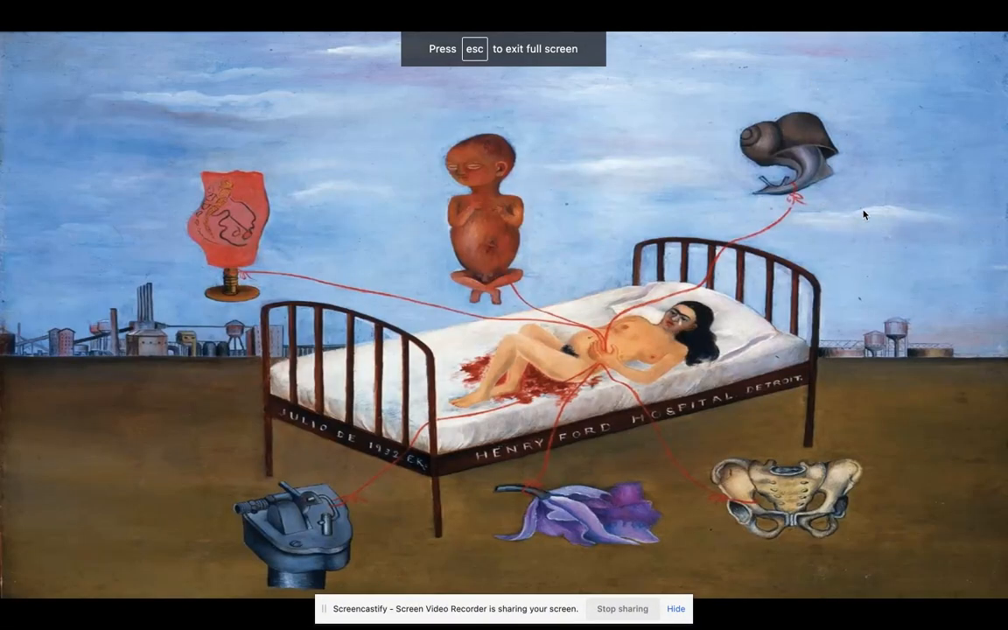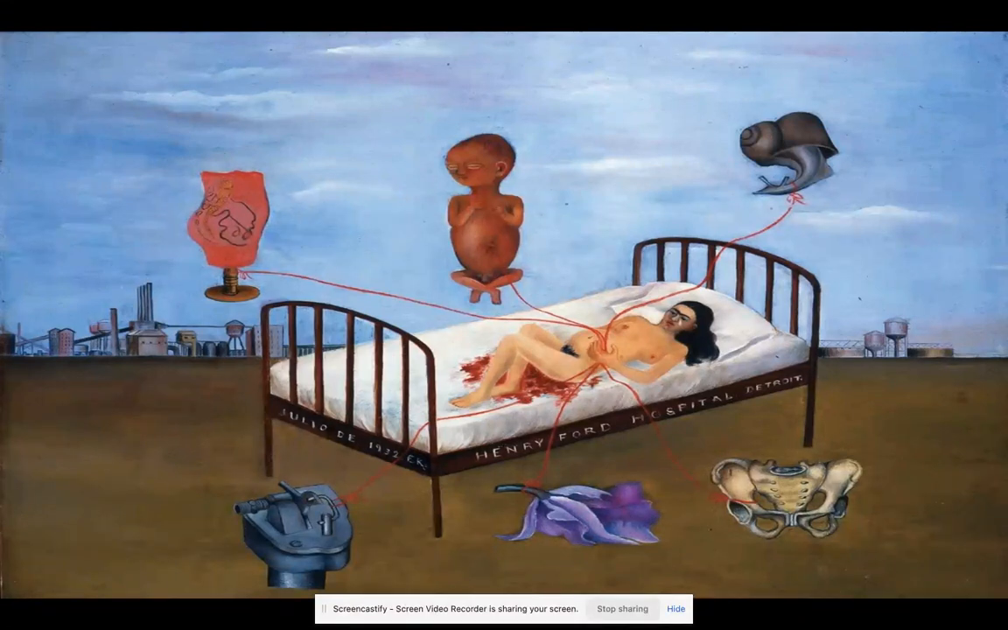This is my second formal analysis, and I'm doing this formal analysis on Henry Ford Hospital. This is a piece of art created in 1932 by Frida Kahlo. The medium used for this piece of art was oil on metal, and it was one of the first of her pieces of art to be painted on metal, which I found interesting.